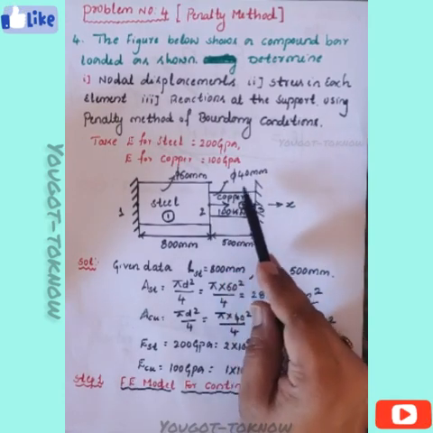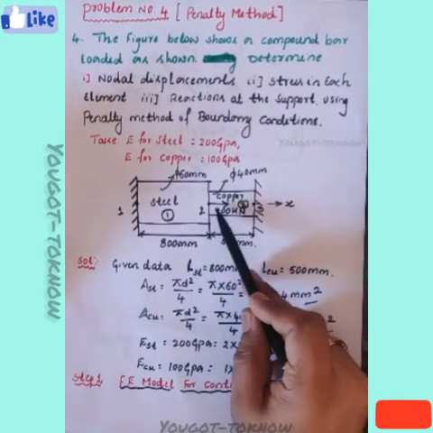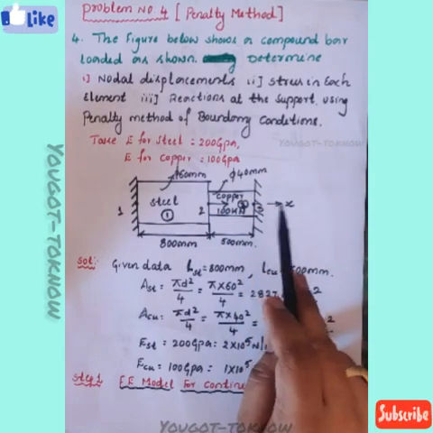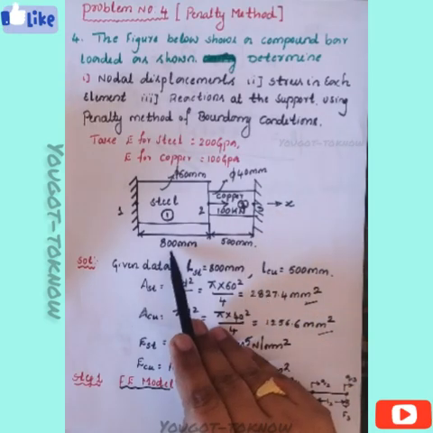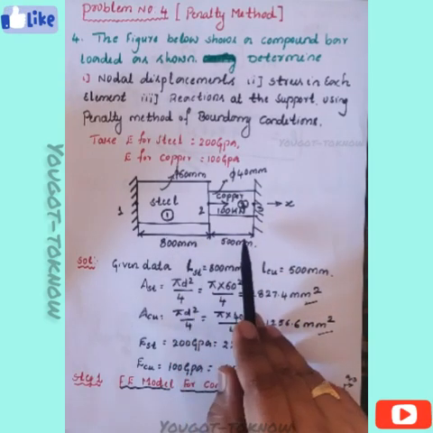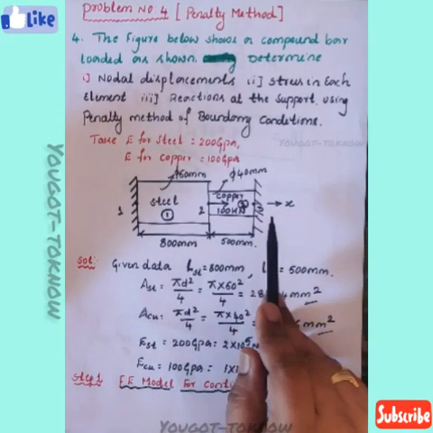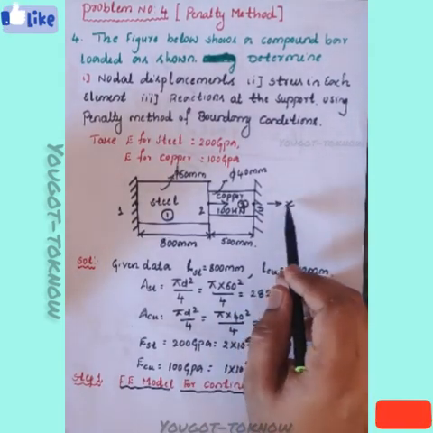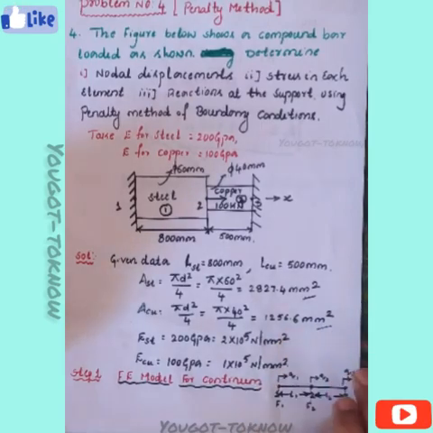That means area is not given, but diameter is given. Then load is applied at node 2, at the center, that is 100 kilonewton. The length of the steel bar is around 800 mm, and the length of the copper bar is around 500 mm. Then the direction of X, I am taking in this direction. If it is not given, you can assume it. If it is given, follow whatever direction is given in the problem.